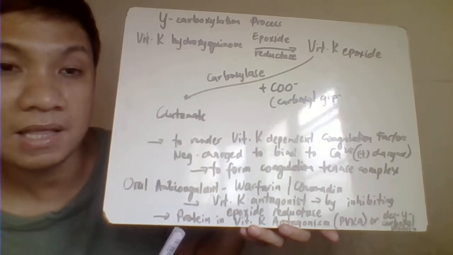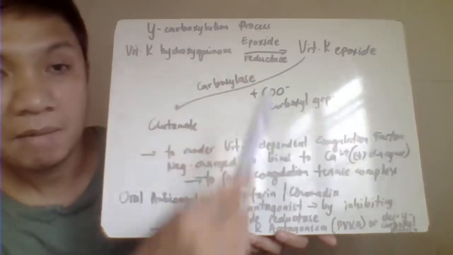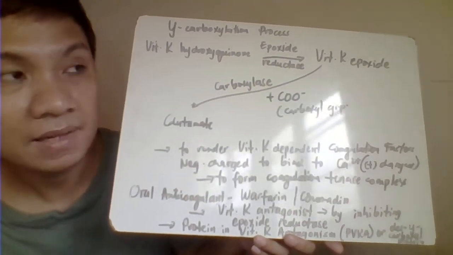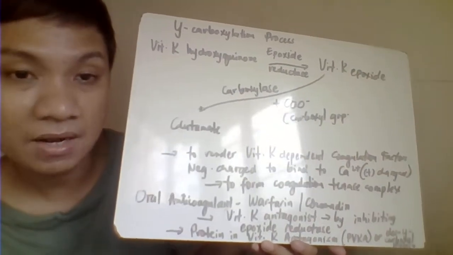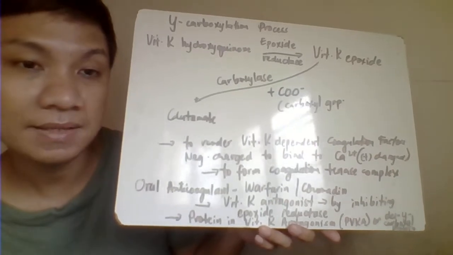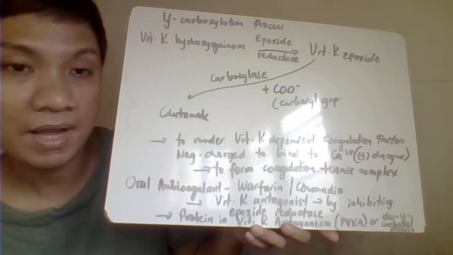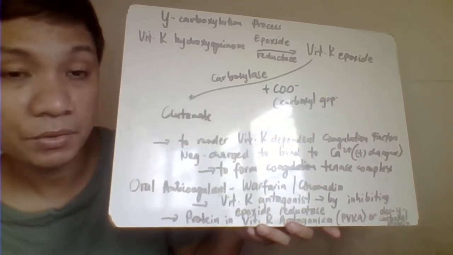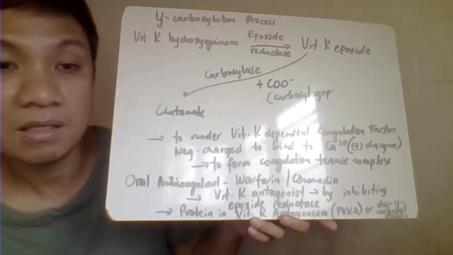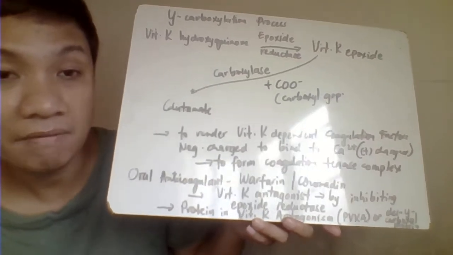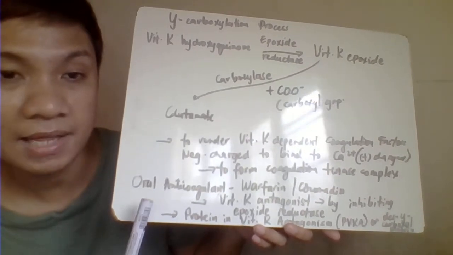How does it inhibit the activity of vitamin K? It tries to inhibit this enzyme, epoxide reductase. By inhibiting the enzyme epoxide reductase, you cannot add a second carboxyl group. If it cannot add the second carboxyl group, our coagulation factors 2, 7, 9, 10, protein C, protein S, and protein Z will not become negatively charged. And therefore, they cannot bind to calcium and to phospholipid, and they will not be activated and there is no clot formation. That is why it is considered an anticoagulant.